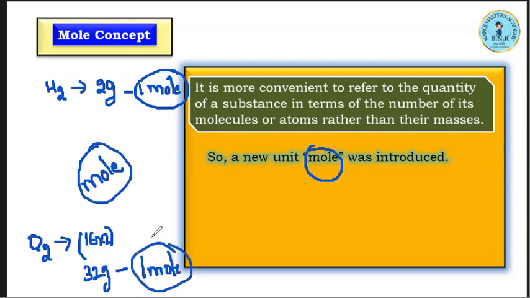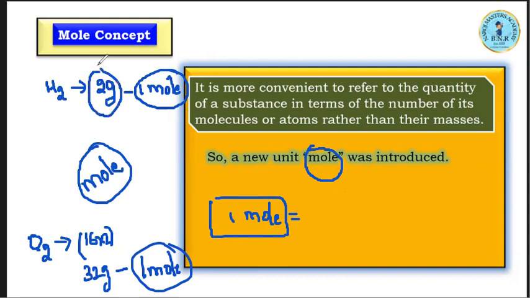Is it clear? 1 mole is equal to a fixed value for a particular molecule. It is not the same for all molecules. One mole is the same, but the value for different molecules is different. For hydrogen, how many grams is equal to 1 mole? 2 grams. For oxygen, 32 grams.